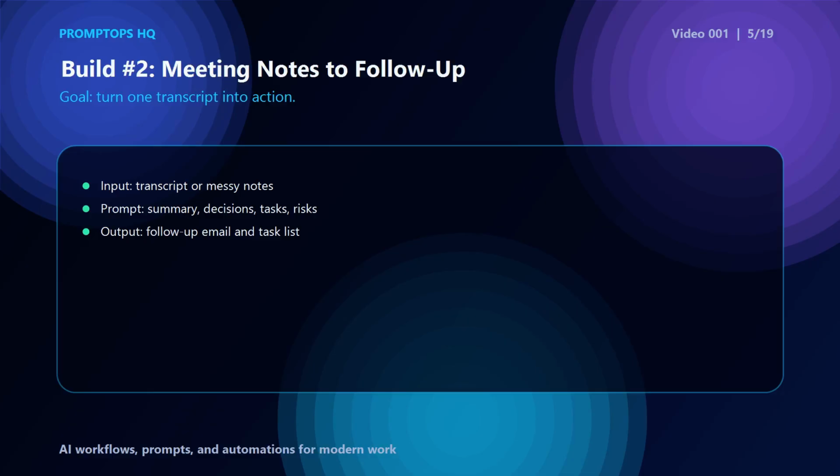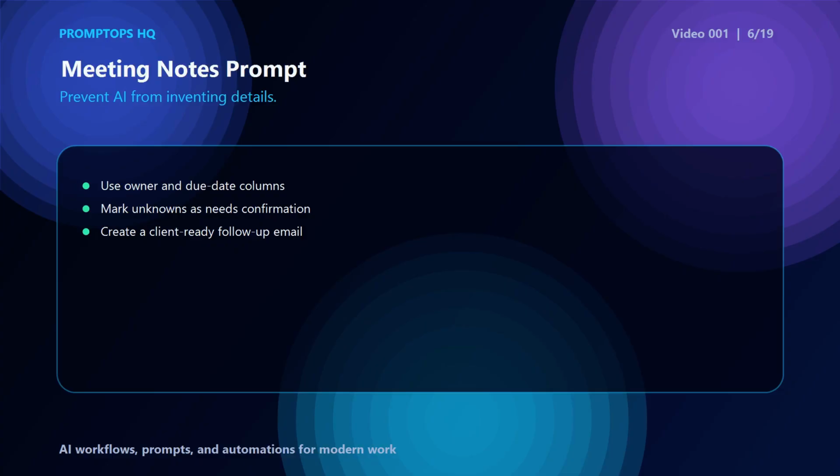Workflow 2 is meeting notes to follow up. To build it, start with a transcript or messy notes from a client call or team meeting. Ask AI for a summary, decisions, action items, risks, open questions, and a follow-up email. This workflow is useful because one messy source turns into multiple finished outputs. The key prompt detail is this: if the owner or due date is unclear, mark it as needs confirmation instead of guessing. That one instruction prevents a lot of bad output.